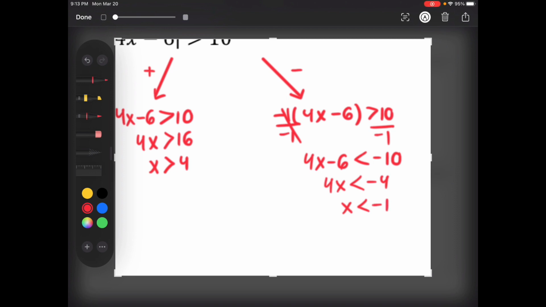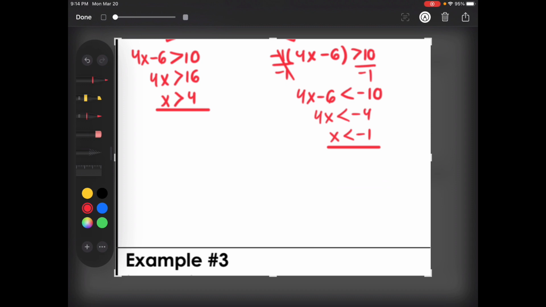Now, notice here I didn't flip the inequality because I divided by a positive 4. It doesn't matter if the number you're dividing into is negative. So x is either greater than 4 or less than -1. As you can see, that excludes all the values between those two values. So this is an OR.